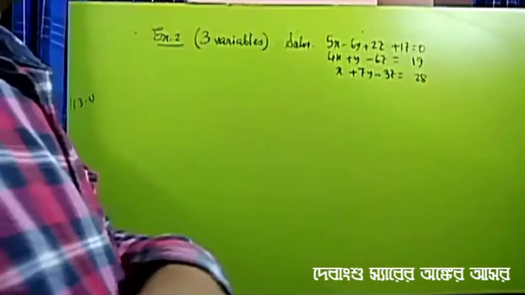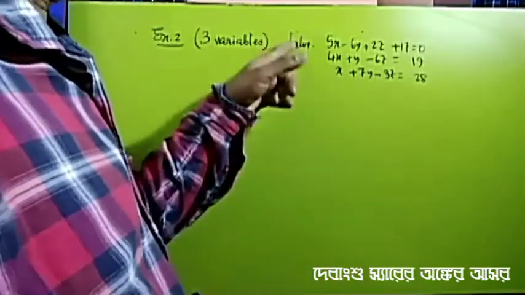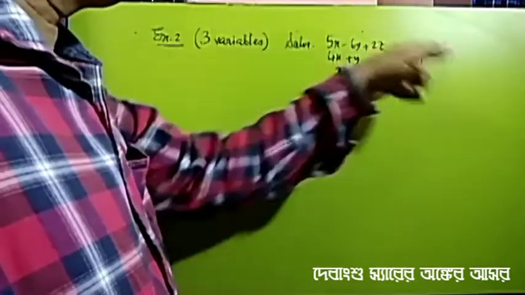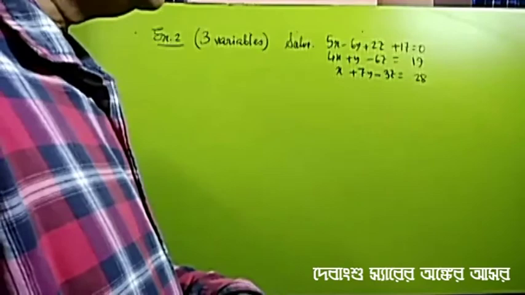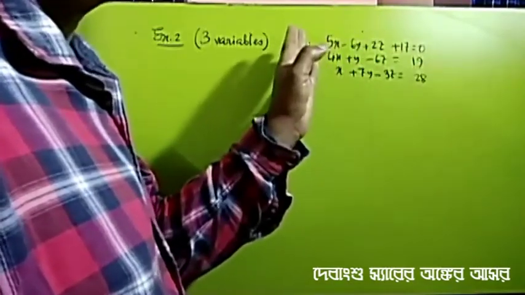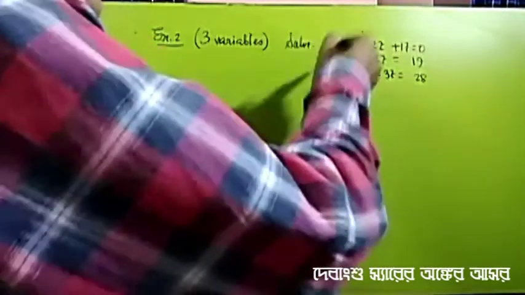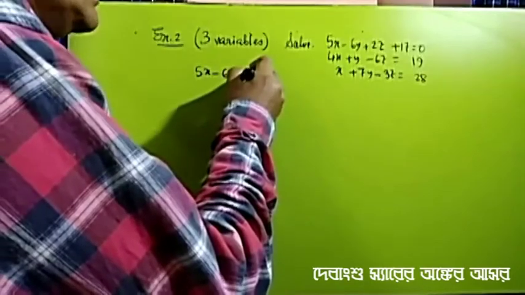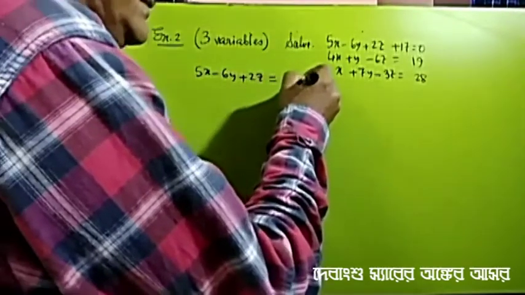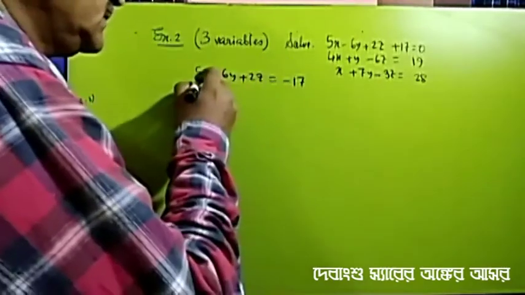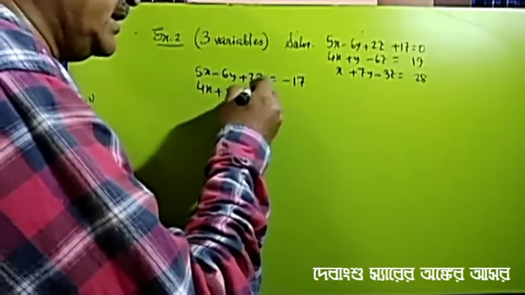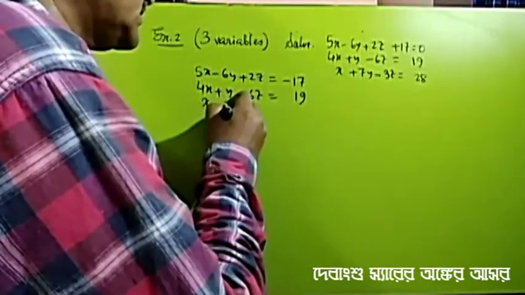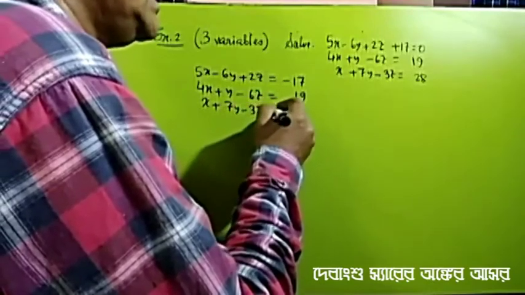Now, three variables. You have to solve this. Now see, this equation is not in the form of equal to a constant. So there is a free constant on the left hand side. First you have to rewrite the equations. 5x minus 6y plus 2z is equal to minus 17. 4x plus y minus 6z is equal to 90. x plus 7y minus 3z is equal to 20.